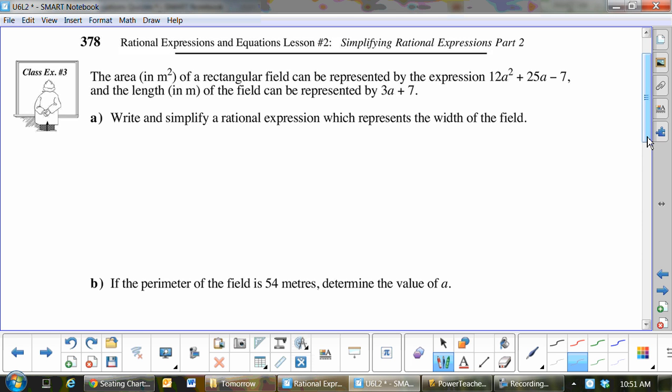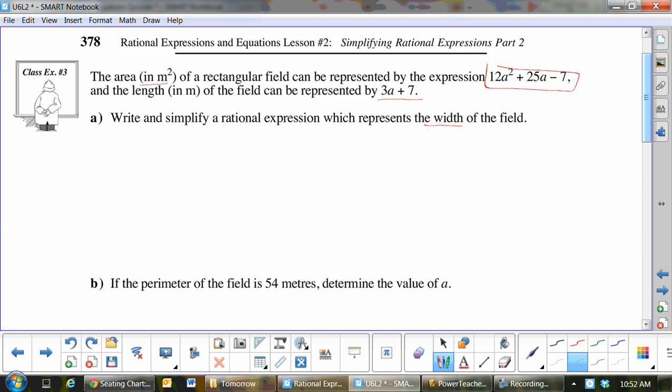We can use this. Now, they say that the area of a field is 12a squared plus 25a minus 7. Okay, so picture it. We've got a field out there. If you lack the visual, it's out there. And it's 12a squared plus 25a minus 7. And it says the length is 3a plus 7. It says find the width.